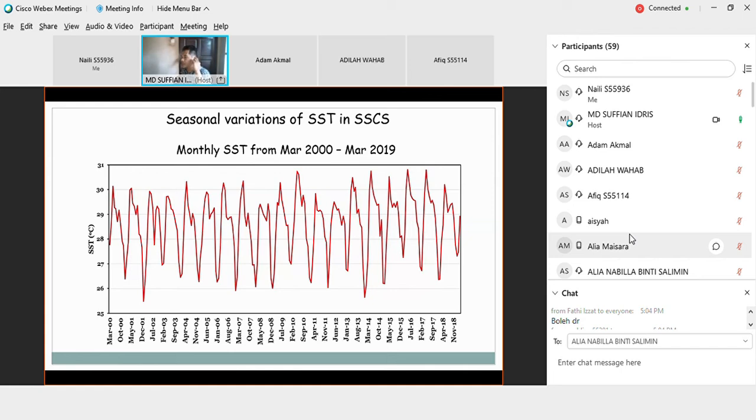It also has the second peak of temperature in October. This is the temperature trend. It doesn't change, only in terms of magnitude it will change according to the atmospheric condition. So during El Nino, the temperature may be higher, and during La Nina the temperature may be lower.